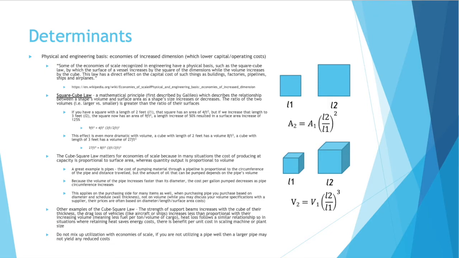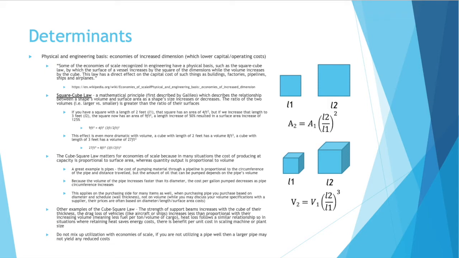Physical and engineering basis: economies of increased dimension that lower capital and operating costs. Some of the economies of scale recognized in engineering have a physical basis, such as the square-cube law, by which the surface of a vessel increases by the square of the dimension, while the volume increases by the cube. This law has a direct effect on the capital cost of such things as buildings, factories, pipelines, ships, and airplanes.